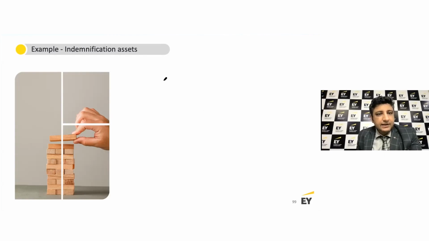Hi, everyone. We would now like to spend some time looking at examples around these exceptions where we talked about the recognition and the measurement criteria, right?